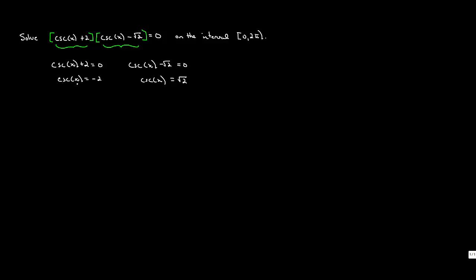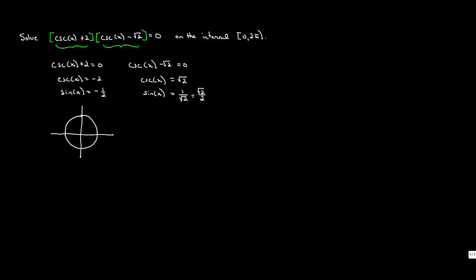Now if cosecant is equal to negative 2, then the sine of the angle is equal to negative 1/2, right? The reciprocal. Same thing over here: the sine is equal to 1 over the square root of 2, which, when we rationalize the denominator, gives us root 2 over 2. So what we're looking for here is what angles have a sine value of negative 1/2. Well, there's a whole bunch of them out there, but we're only looking at this interval.